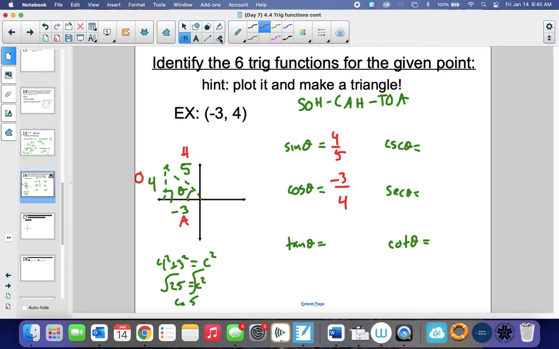I don't know why I wrote 4. I think I read that h as a 4. That's confusing. Okay, over 5. Sorry, it should be an h.